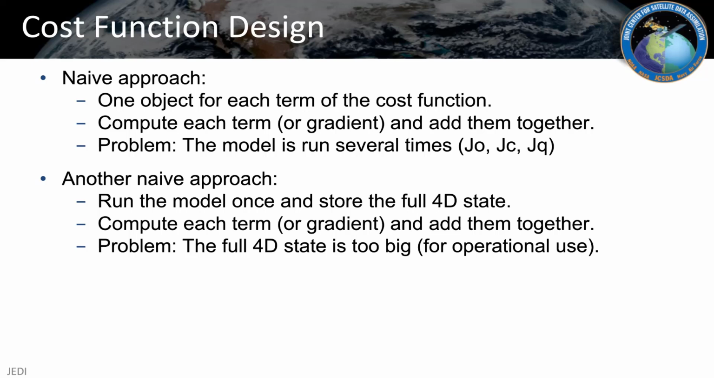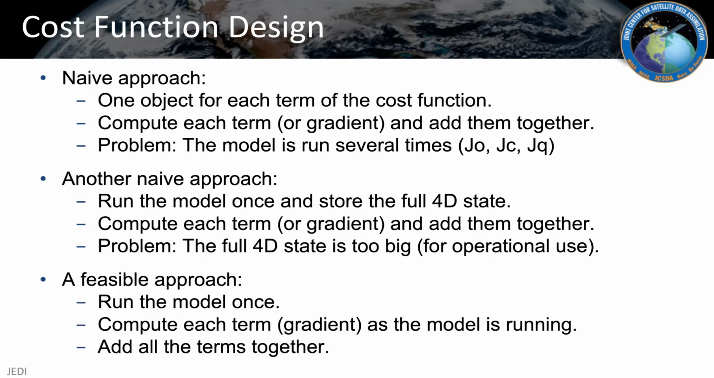So that doesn't work. The only approach left really is that you want to run the model only once, but compute the terms of the cost function as you go, as the model is running, and then add all the terms together at the end. That's the only way that you can actually compute everything with that approximation, while it fits in memory and doesn't cost too much computing time. So that's how OOPS was designed.